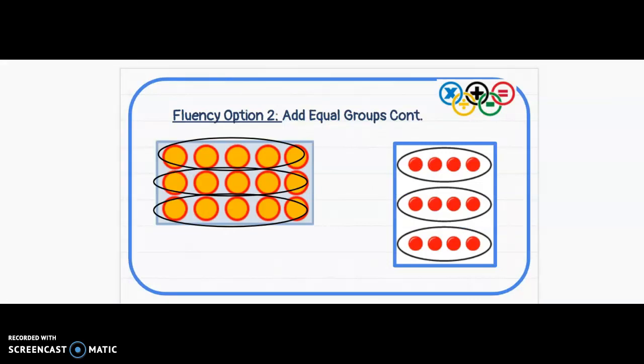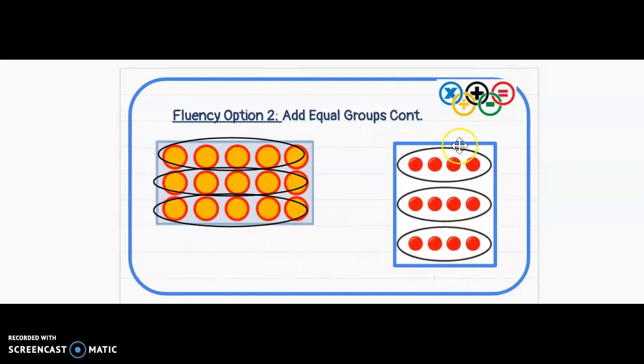Okay, so this time we have 2 pictures. So let's take a look at this picture. How many do we have in each group? Yes, you're right. There are 5 in each group. How many groups do we have? Yes, we have 3. What addition sentence could go with this? I agree. 5 plus 5 plus 5 is 15. Wonderful. Is there a multiplication sentence that you could think of that will go with this as well? I like it. 5 times 3 is 15.